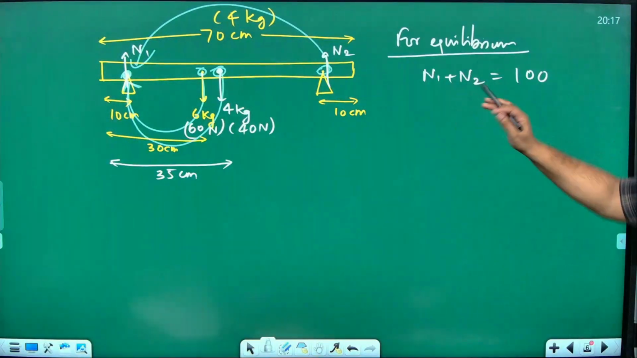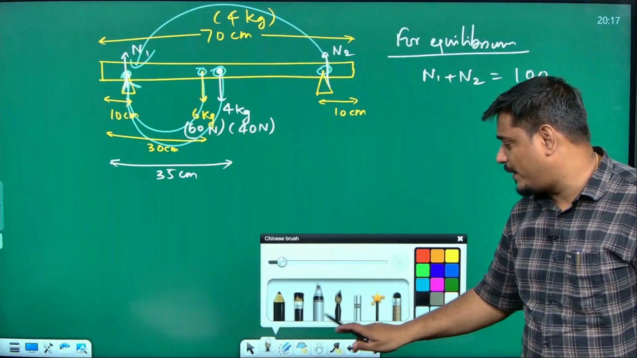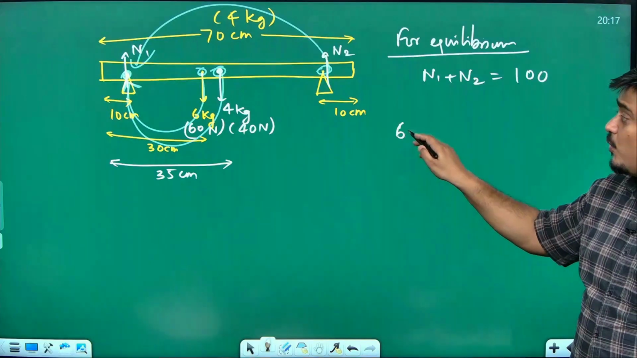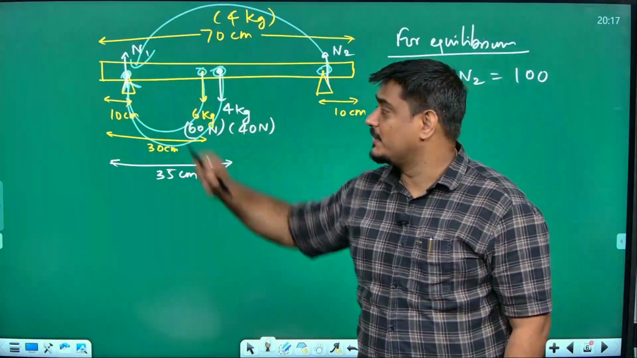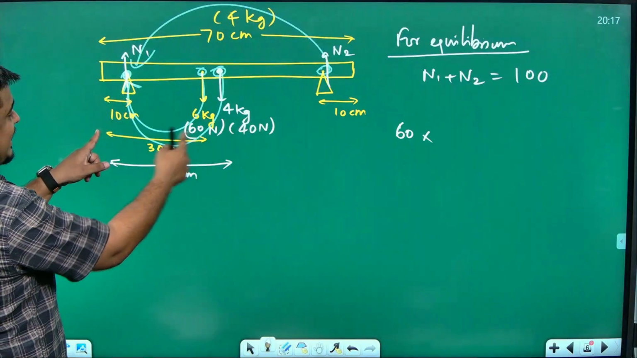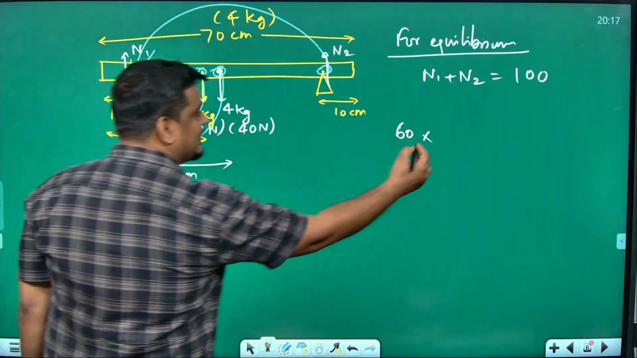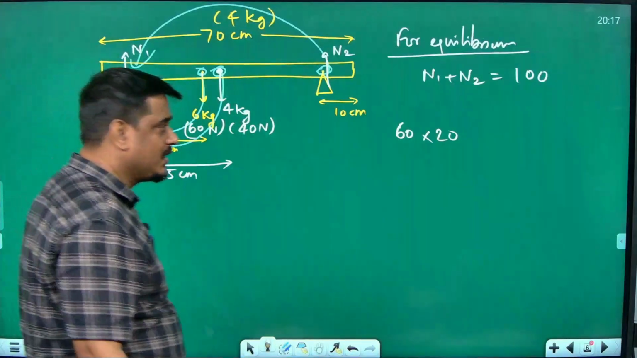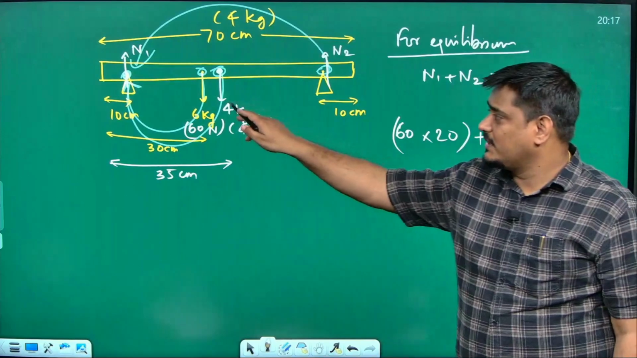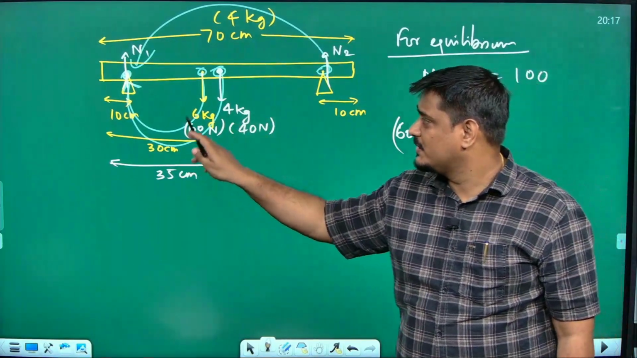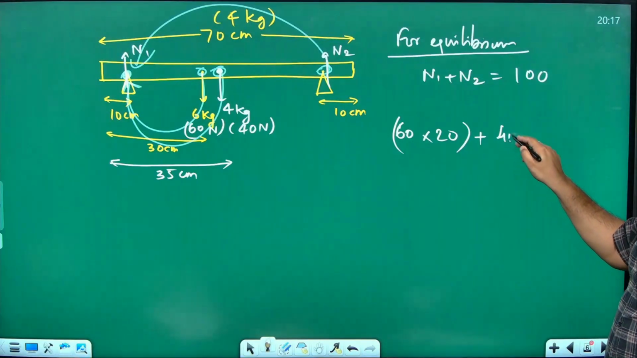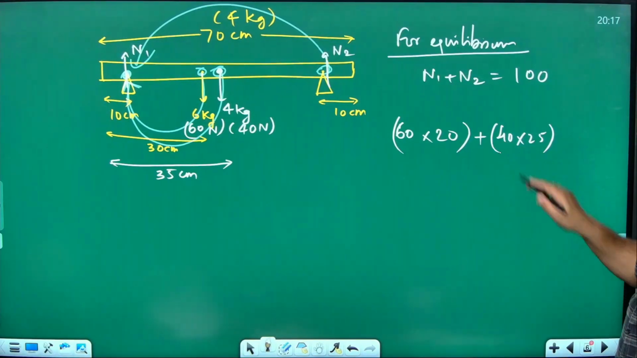So in this case, tell me now, what are the clockwise moments? Clockwise moments will be 60 into what is the distance from here to here? Be careful in that. This is 30 and this is 10, it will be 20, isn't it? 60 into 20, do you agree with me? Yes, sir. Okay, then plus, what is this? 40 into how much? This is 5 and this was how much? 25. So can I say 40 into 25? Do you agree with me?